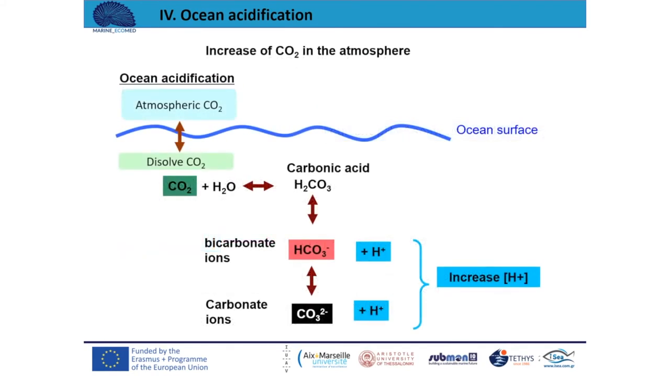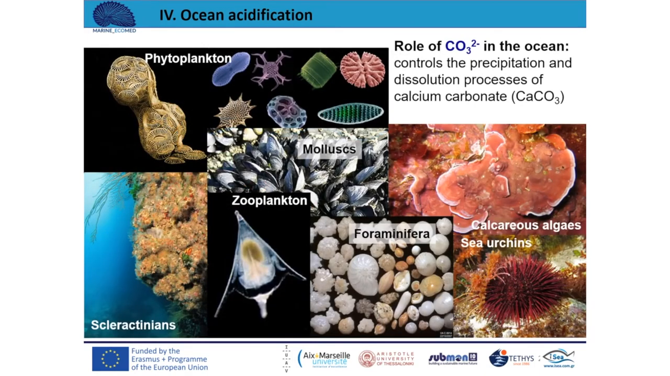Here you have a simplified abstract of the equilibrium of carbonates in seawater. The higher the atmospheric carbon dioxide, the higher the concentration of hydrogen ions will be, and the result is the decrease of the pH. Carbonate ions in the ocean control the precipitation and dissolution processes of calcium carbonates. Acidification can have consequences on invertebrate calcification. Here you have some examples of marine organisms that will have some problems for calcification.